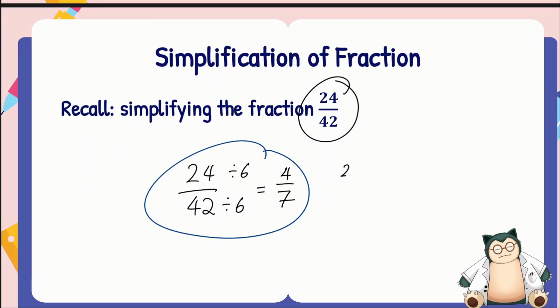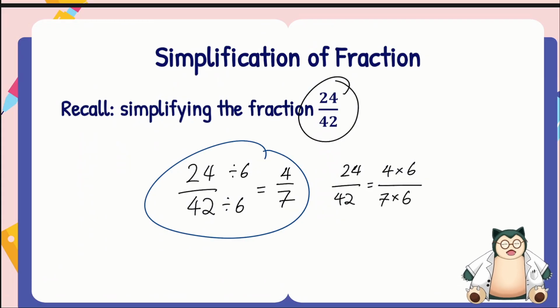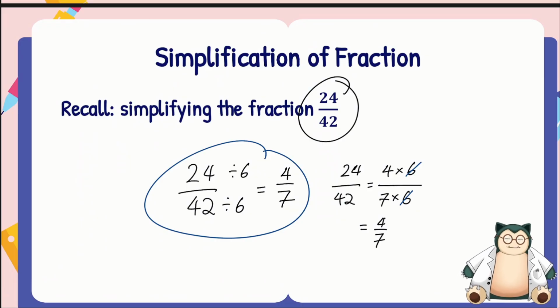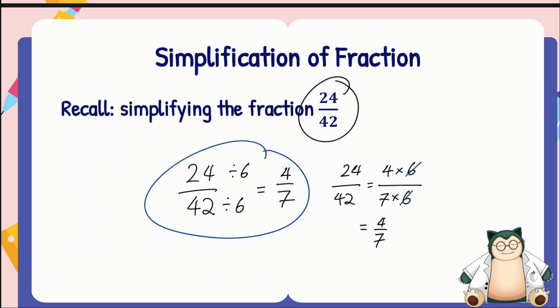So 24 can be split up into 4 multiplied by 6 and 42 into 7 multiplied by 6. What we have is the common factor 6 in both the numerator and denominator, and after we cancel them out, we get 4 over 7. That is the key gist of simplification of fraction. Now let's apply it to algebra.